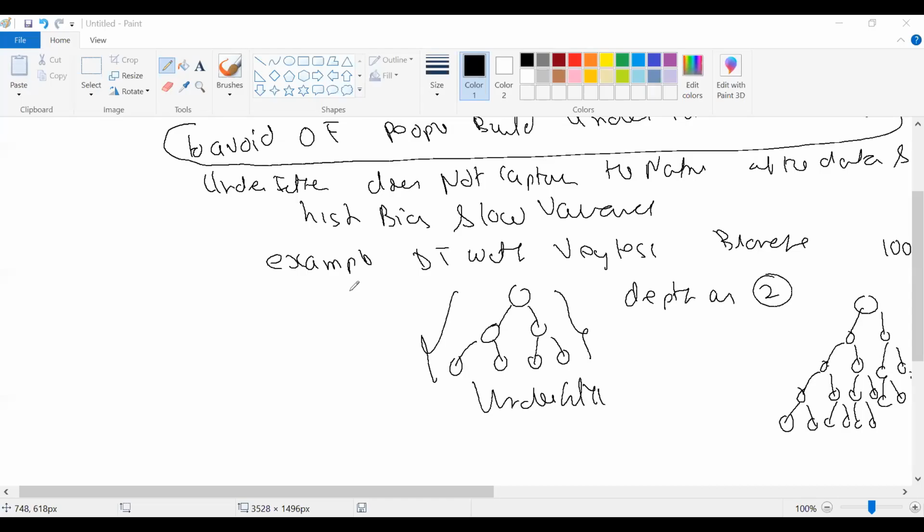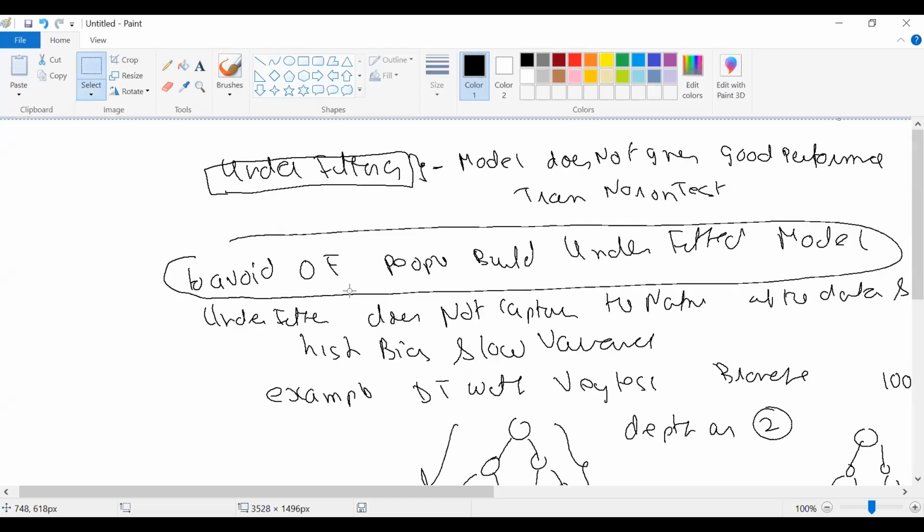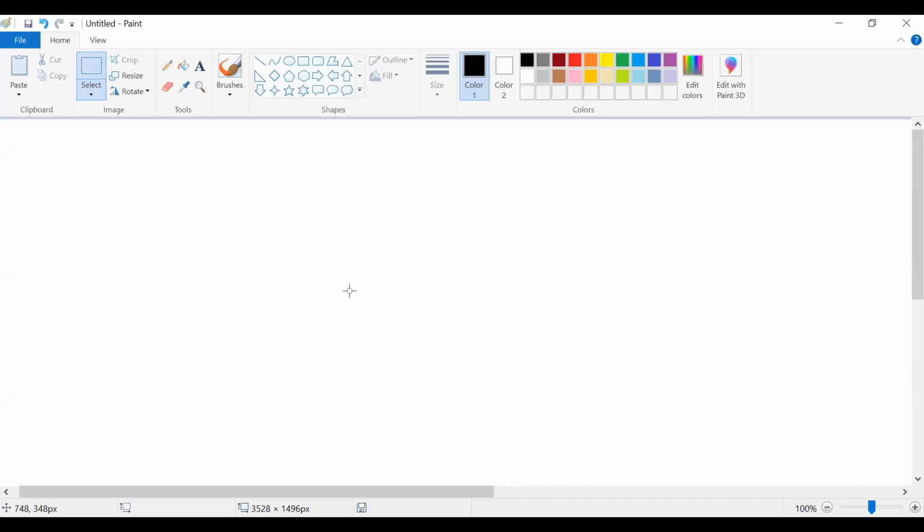Now come to a new concept. Can you see the screen window? Let's talk about bias, and this is the last topic for today, and then probably we'll end the session. Bias. From the time I have started building the model, people have been using this word bias. What is bias?